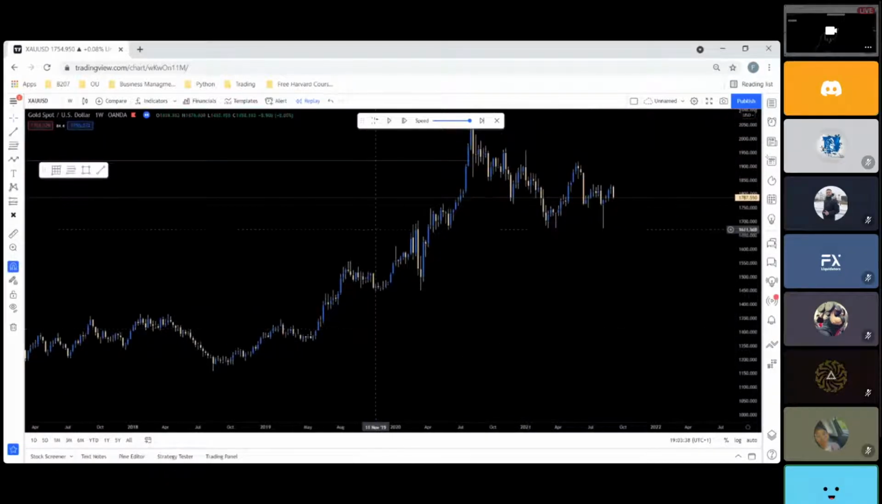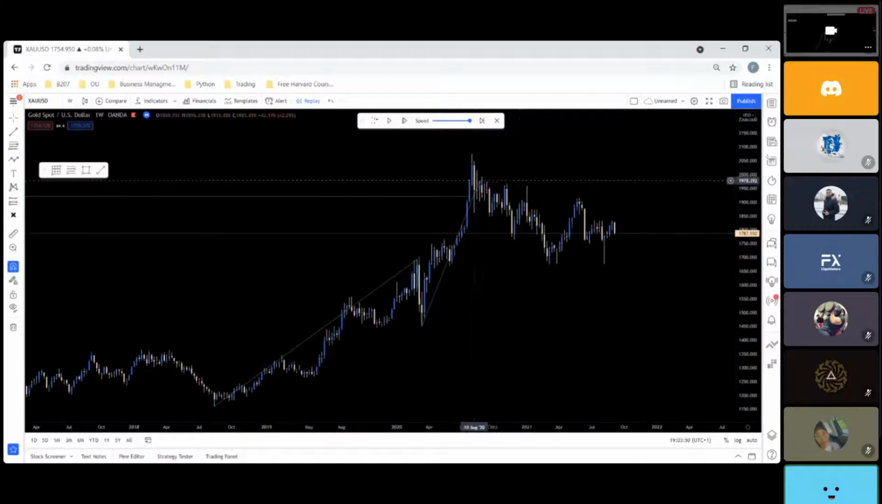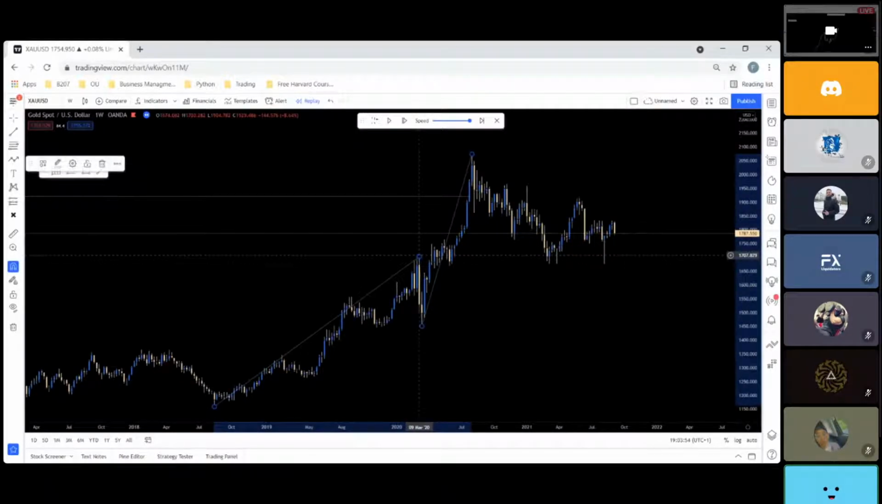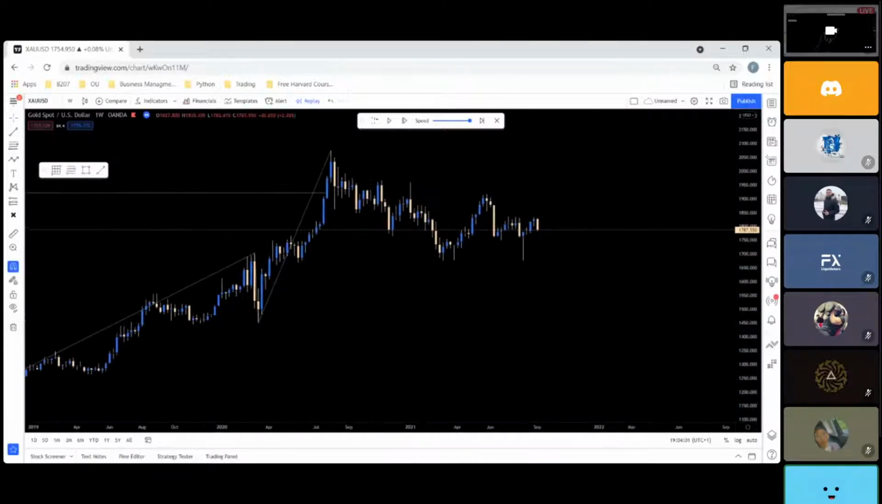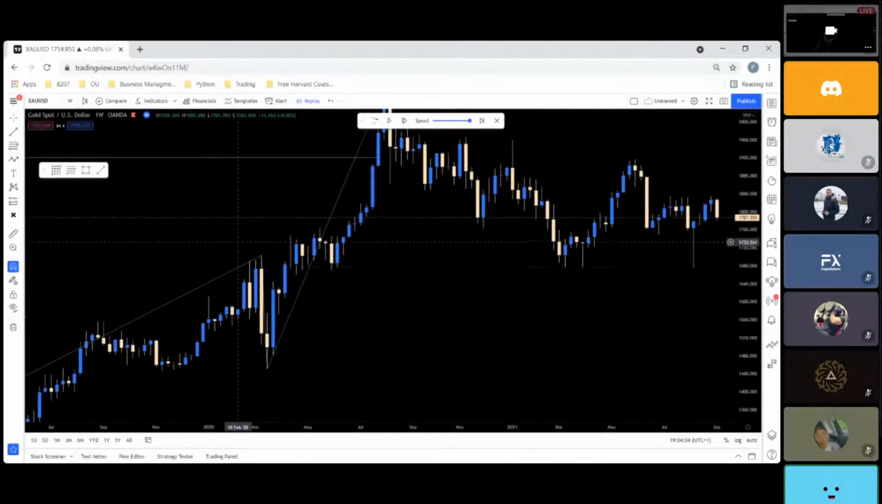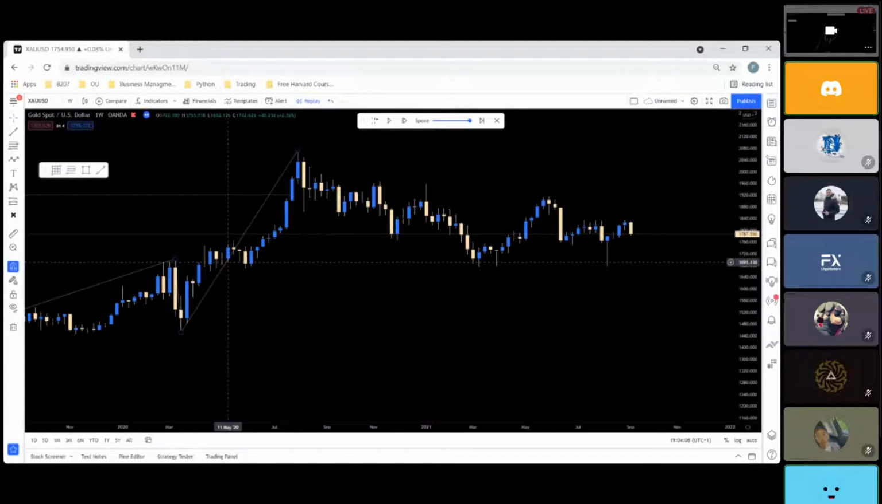So here, if we follow the order flow, we've gone up, down, up. So this zone here, I'd be looking at that as my order block.